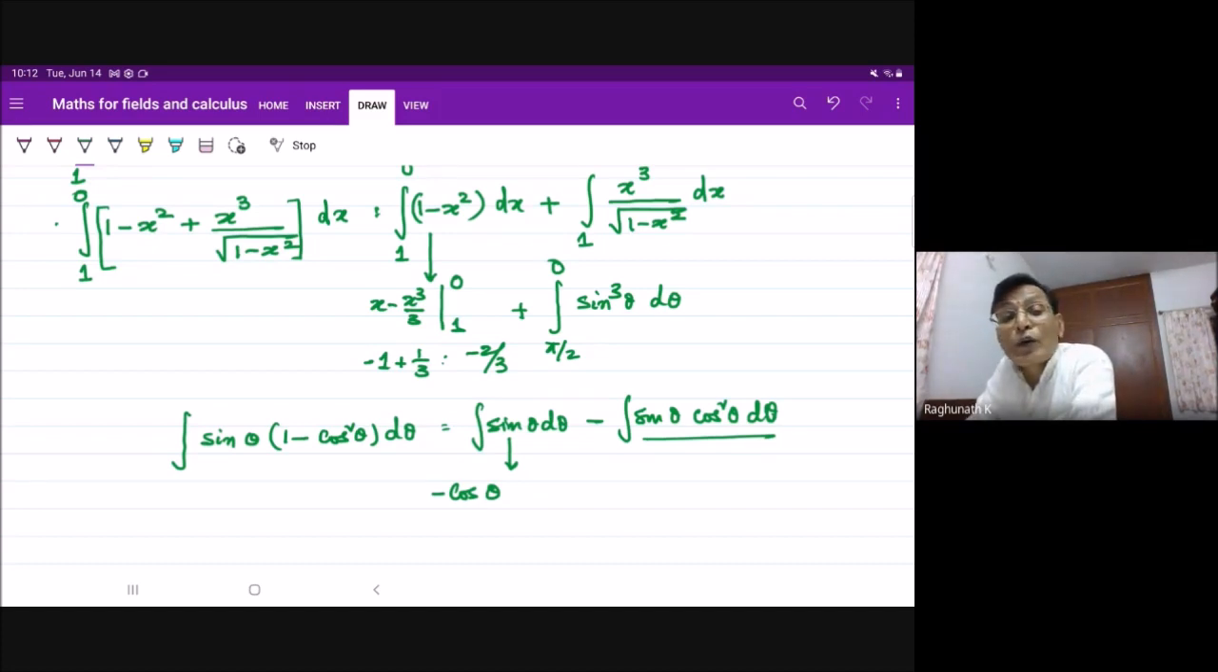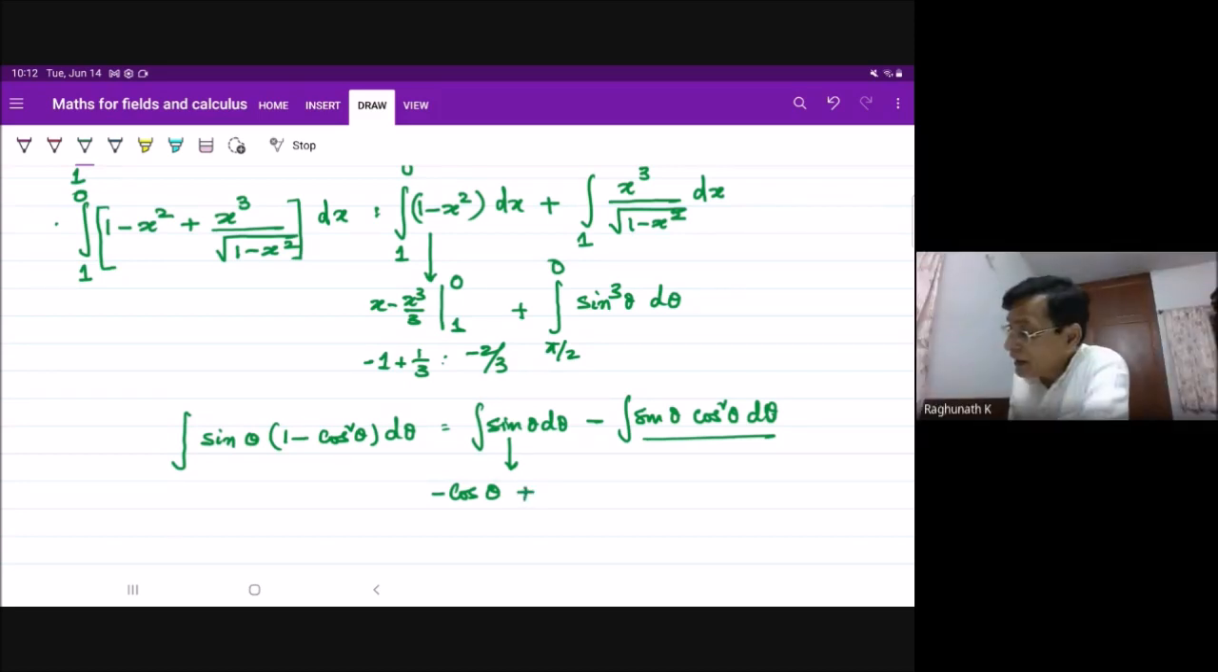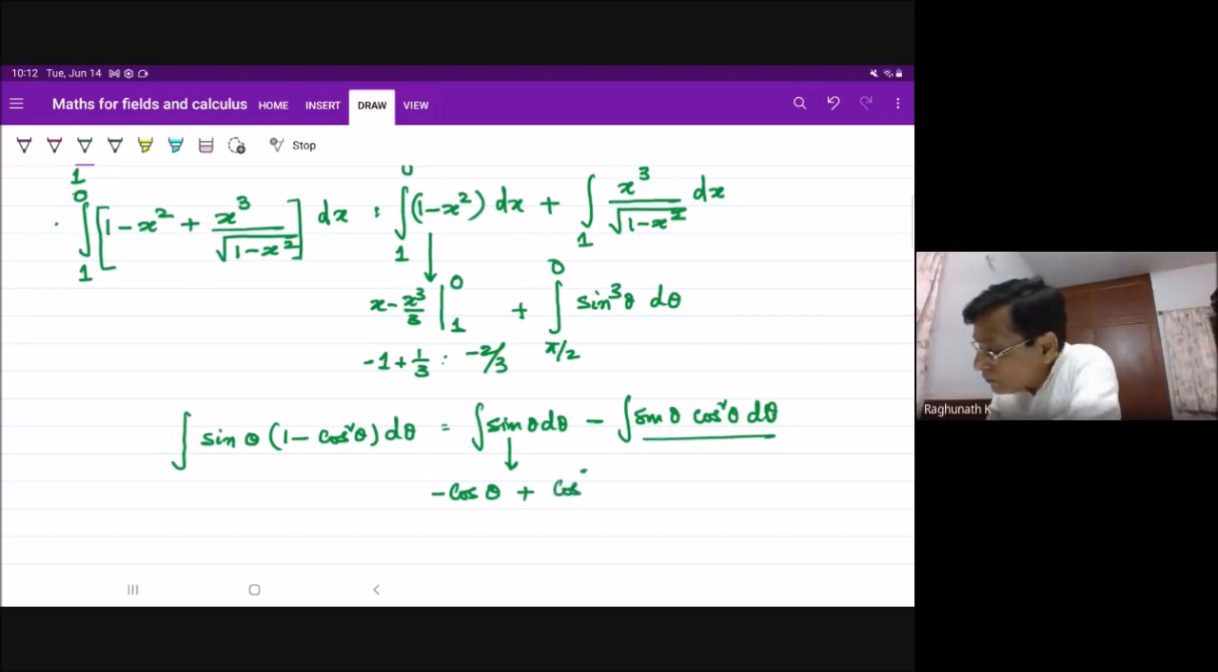What about this? Put cos theta equal to t, so minus sine theta d theta is equal to dt, because of which it becomes plus integral t square dt. Integral t square dt is t cube by 3. Check it. Correct only.